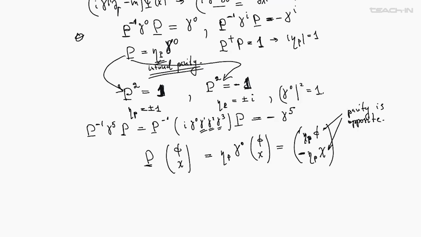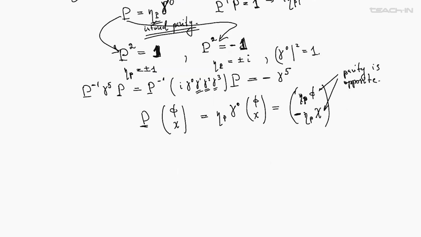Otherwise, parity transformations are defined up to the freedom which I mentioned here, in terms of this phase eta p, which can be either plus minus 1 or plus minus i. Now, if we make this choice of internal parity, the same for all the spinors, then with respect to parity you can actually classify the bilinear combinations of spinors in the following way. First of all, you have an object psi bar psi.